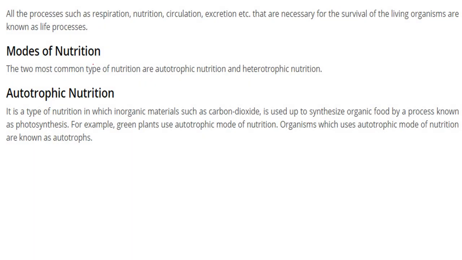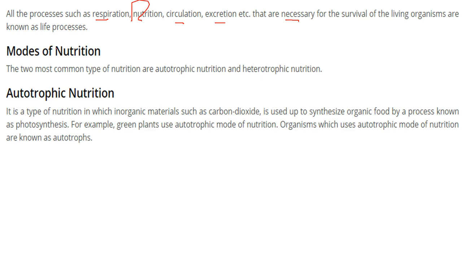For all living organisms, may it be plants, may it be you and me, the processes respiration, nutrition, circulation, excretion are the most vital processes necessary for the living beings to survive. And these are known as life processes.